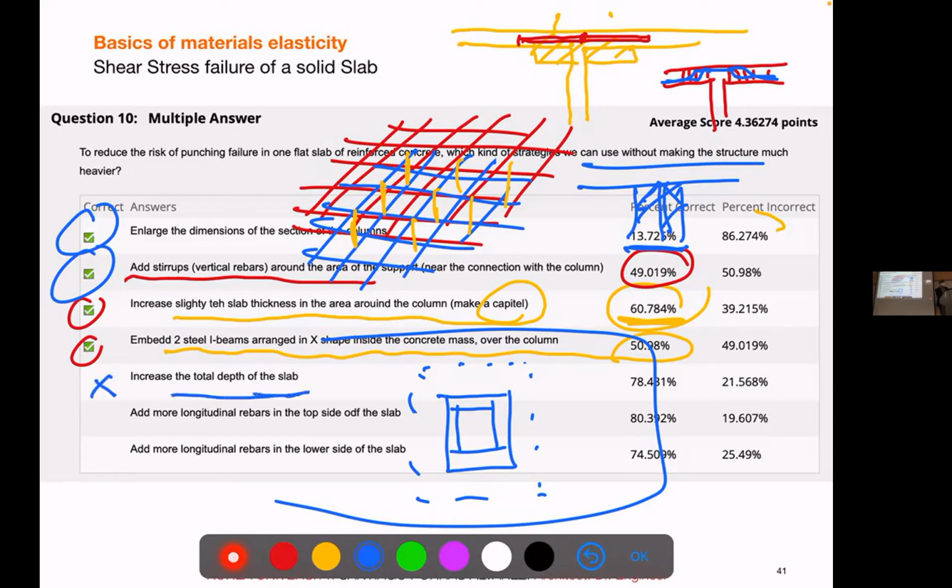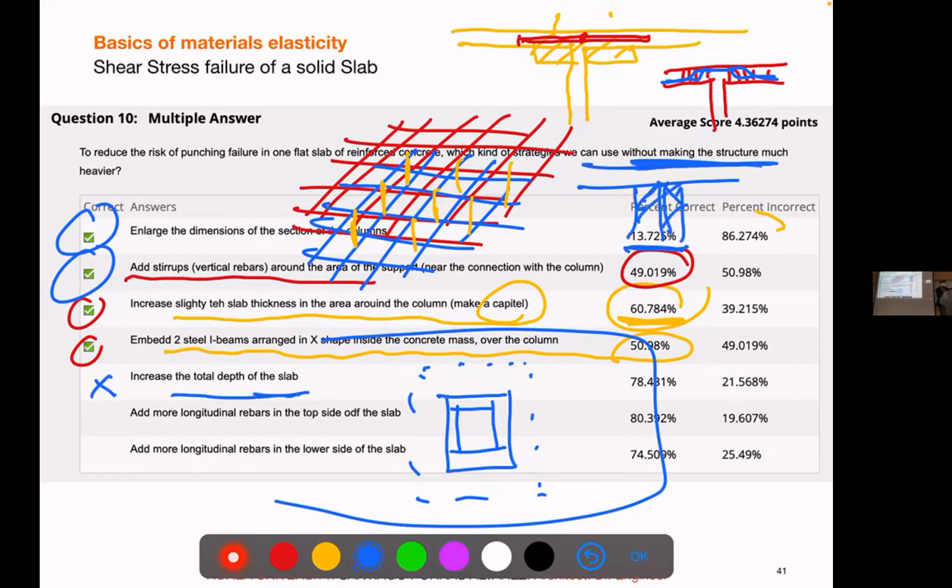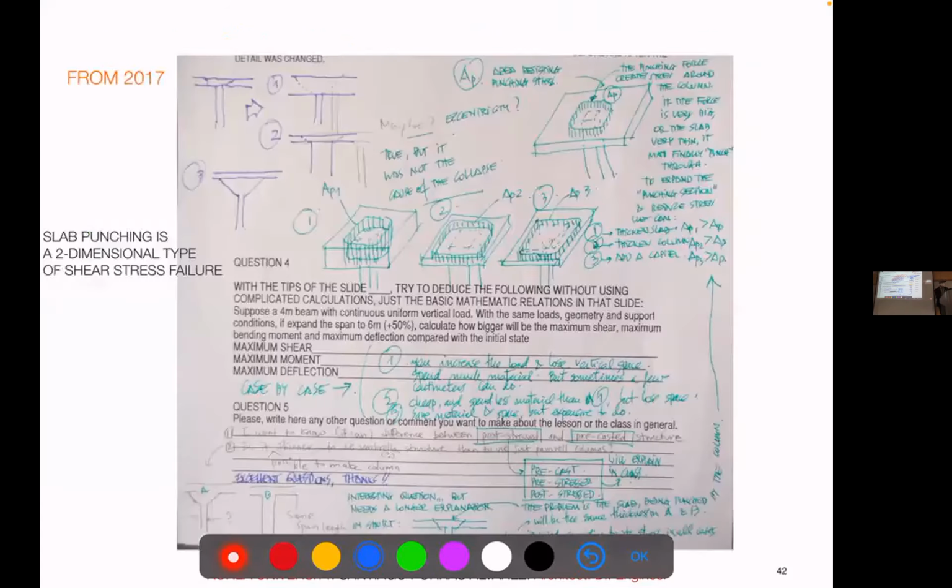Total depth is a possibility, but the condition was not making it heavier, right? So this is okay, but the condition here was not making the structure heavier, right? So that will not help. Longitudinal and reverse bars by themselves will not help, right? They will help in conjunction with the stirrups. This is how I explained it in 2017, but it's more or less the same, right? The fracture area is around the column, right? So you can increase the thickness, you can increase the column, you can add the capital, or you can add the stirrups. These are the 4 options we have recommended. And then the steel, of course, you have a stronger material and it will work also.